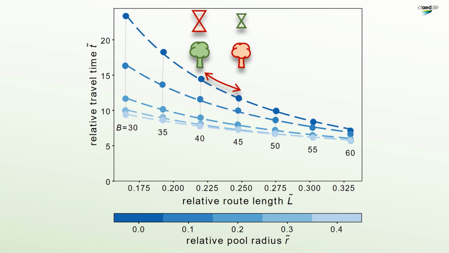But when adapting the pool radius, we save route length without longer travel times. In this way, dynamic stop pooling breaks the trade-off between relative route length and relative travel time and enables more efficient and more sustainable ride-sharing services while keeping travel times low.